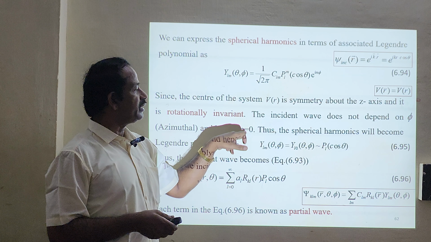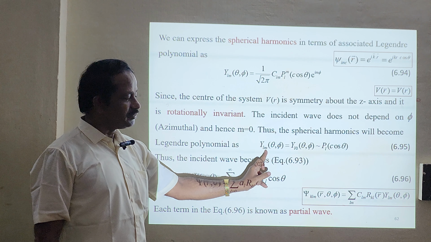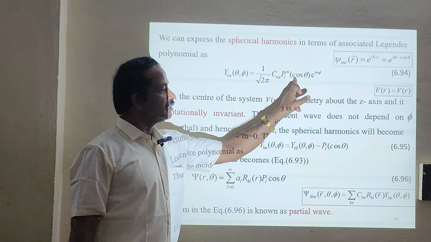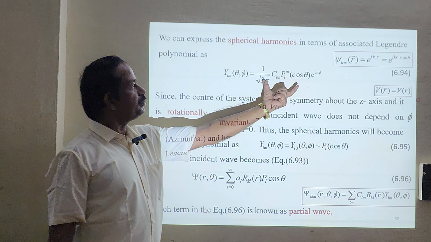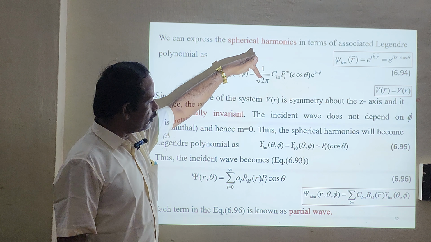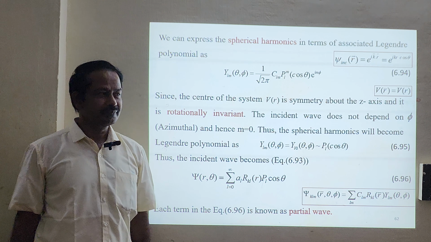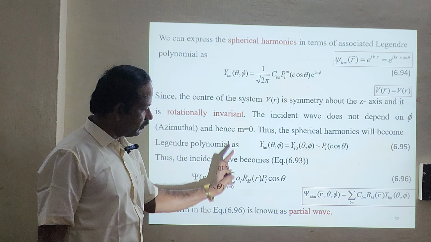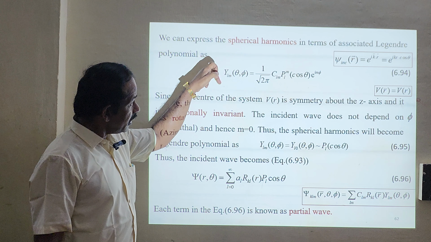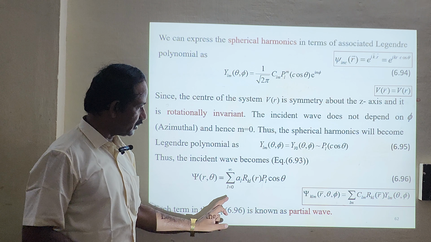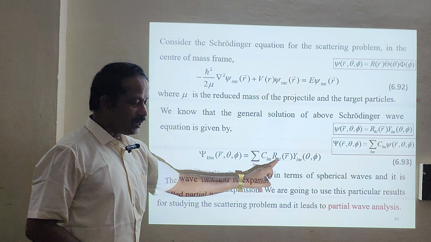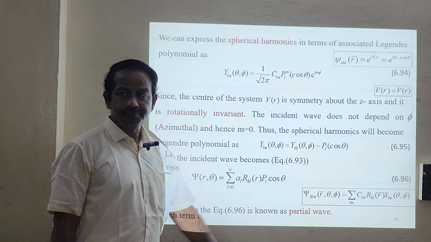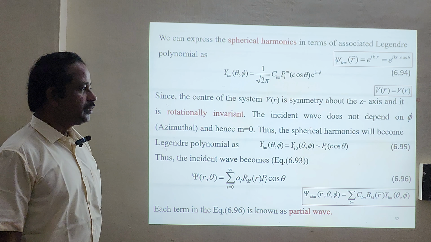For that, what we are going to do is substitute m equals 0 here. So m equal to 0 means Y_L0 of theta comma phi is given as P_L cos theta. So this becomes P_L cos theta, and C_LM divided by root 2 pi gives us A_L. So the complete equation I have written as A_L, the radial part, and the angular part will be P_L cos theta. Equation 6.96.